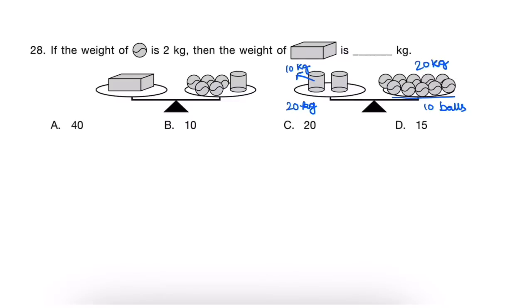Now, weight of 5 balls, 5 into 2, 10 kg, plus weight of one cylinder, 10 kg. Means 10 plus 10, 20 kg. And this is also 20 kg. So weight of one cuboid is 20 kg. Correct answer is option C.